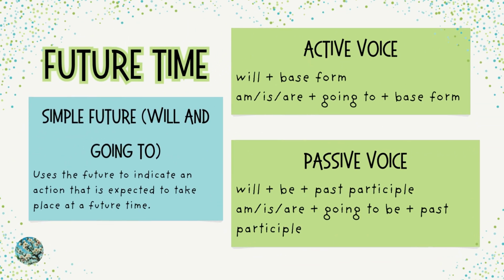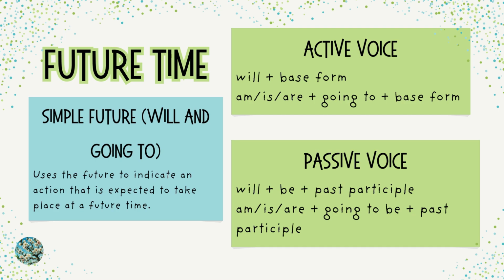In the case of future time tenses, we have two possible structures, will and going to. In both of them, we use the future to indicate an action that is expected to take place at a future time. In the active voice, with will we begin with will and then the verb in its base form. With going to is the verb be in present, is or are, then going to, and at the end the verb in its base form.